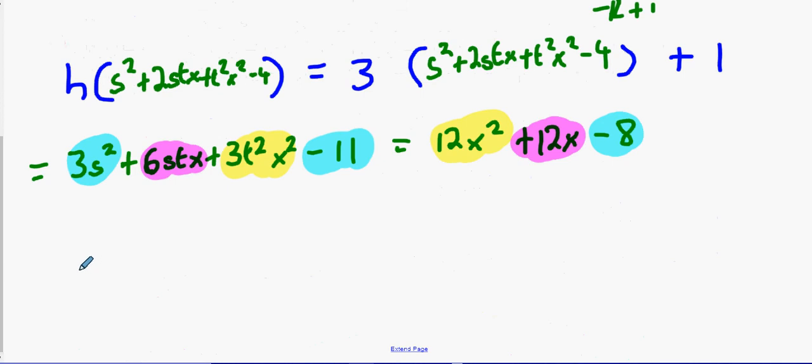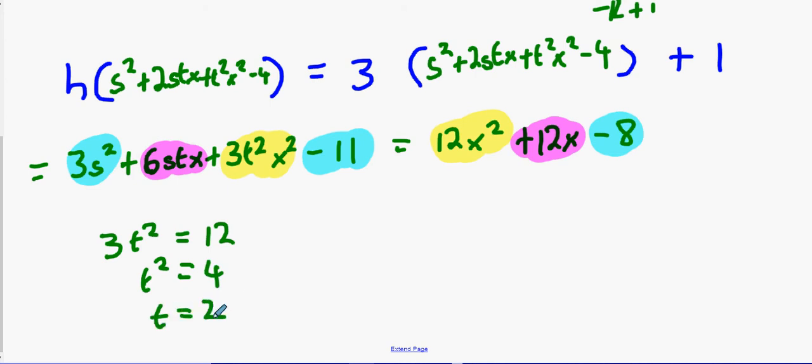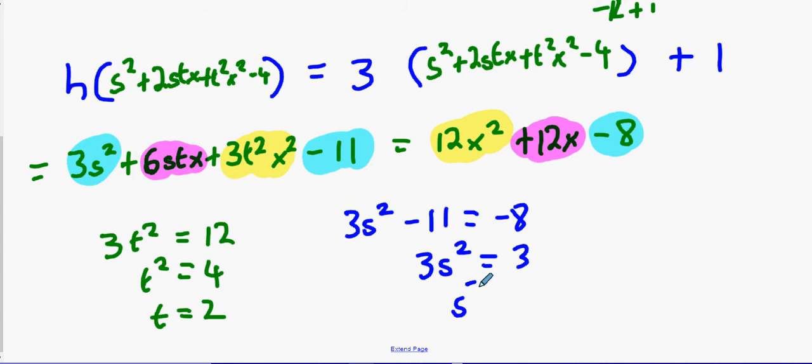Let's start off with the yellow ones. I'm just going to say 3t squared equals 12. t squared equals 4. I would say plus or minus 2, but I don't have to. All I have to say is t equals 2. Is that alright? Then I'm going to go for the blue equation, which is 3s squared minus 11 equals minus 8. And then 3s squared equals 3. s squared equals 1. And then s will equal plus 1 because it's not allowed to be minus 1. Alright, who got it? Alright, good job. Let's move on.